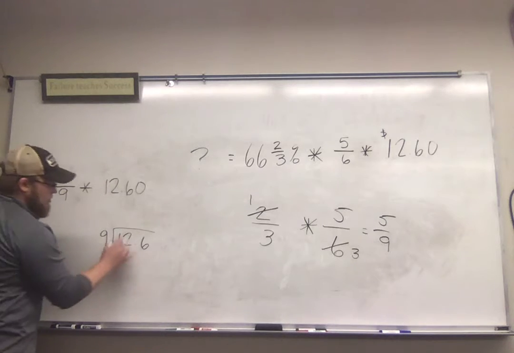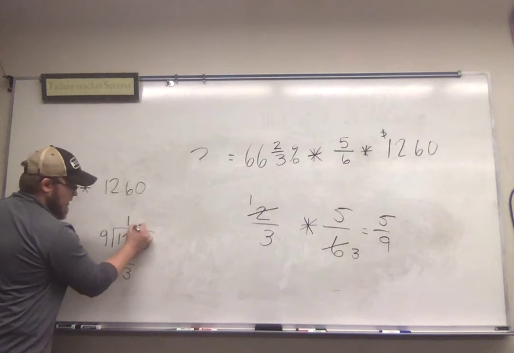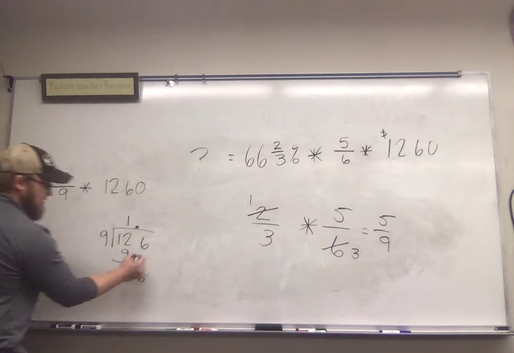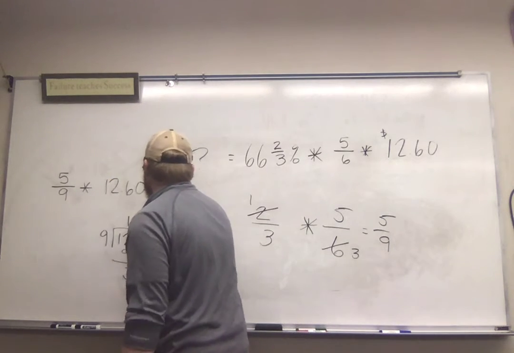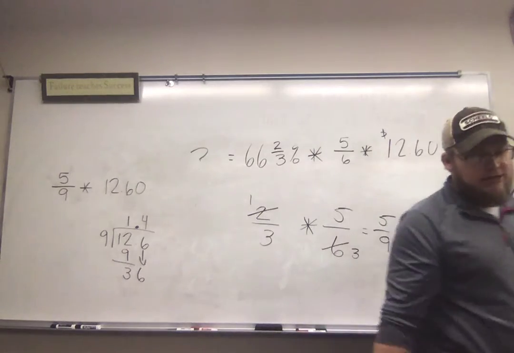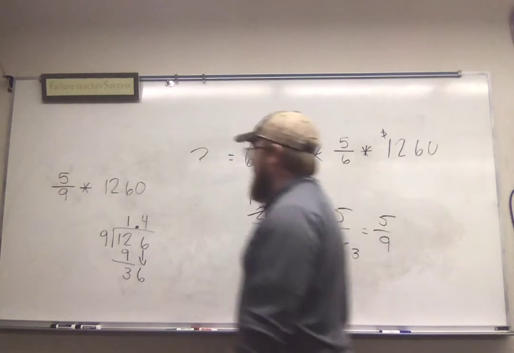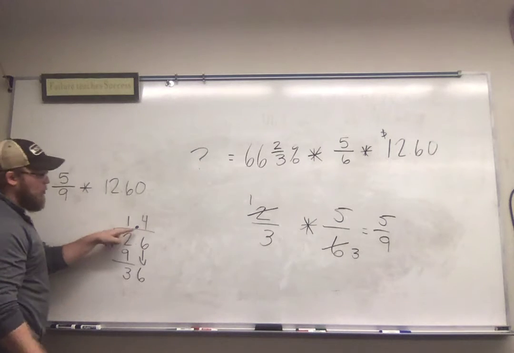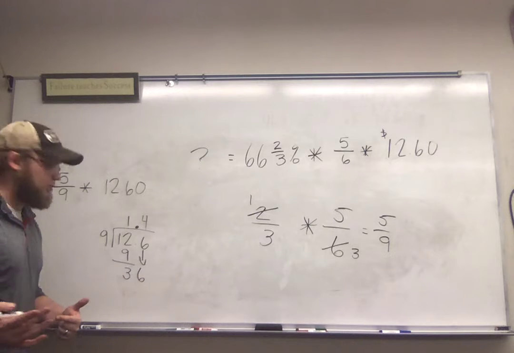How many times is 9 going into 12, which is 1? There's 3 left over. Don't forget about the decimal. And then obviously bring the 6 down. How many times does 9 go into 36? 4. You're saying, well, 1.4, that doesn't make much sense. Well, we just figured out that if I broke down the 1260 divided by 9, I got 1.4, or $1.40. We divided it into 9 groups.